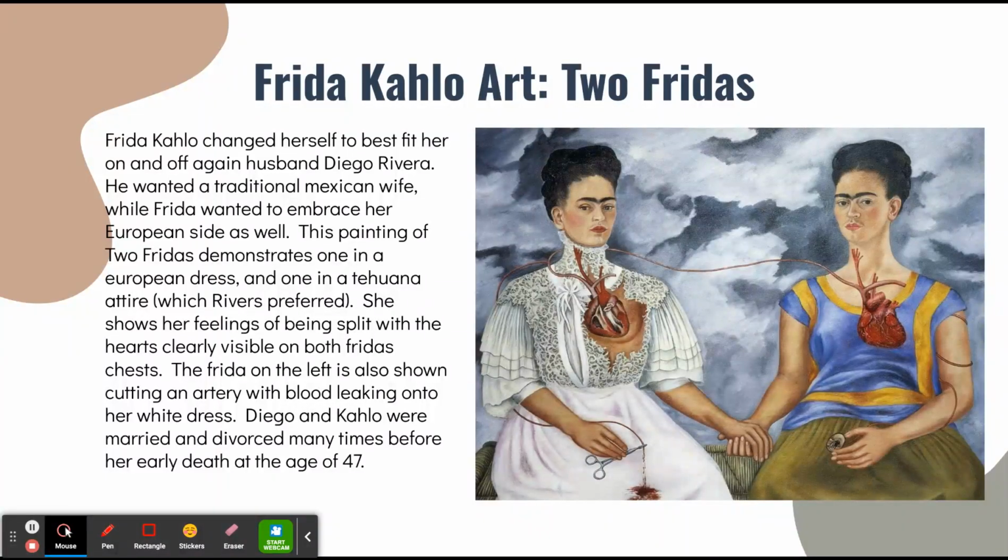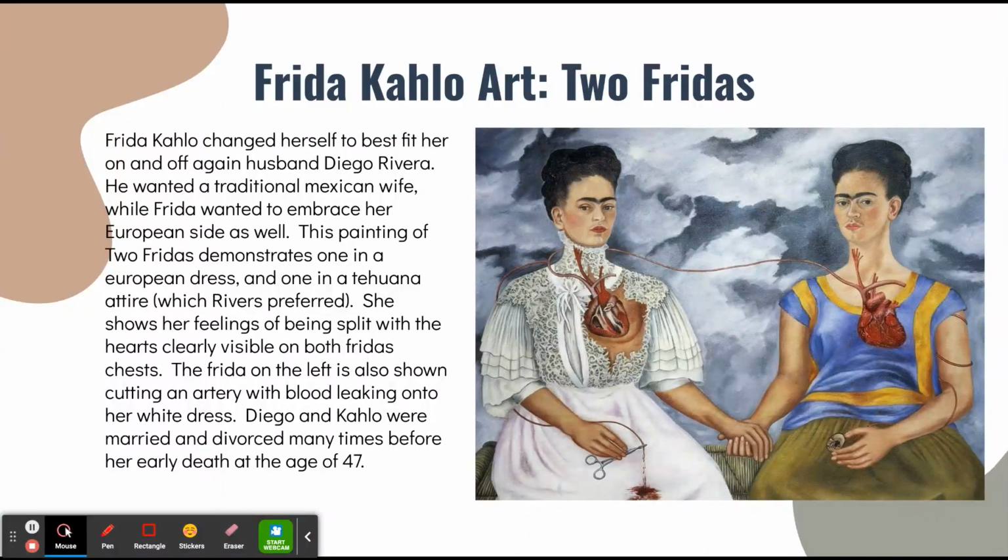She showed her feeling of being split, with the heart clearly visible connecting the two Fridas together through some veins. The Frida on the left is also shown cutting an artery with blood leaking onto her white dress. Diego and Kahlo were married and divorced many times before her early death at the age of 47. So this artwork shows two sides of one person.